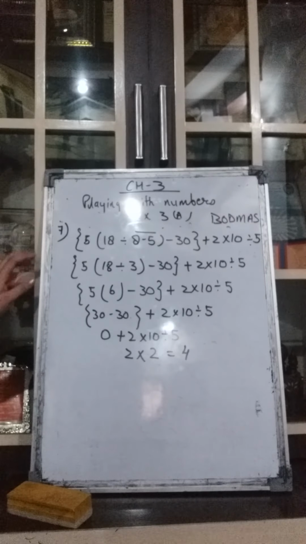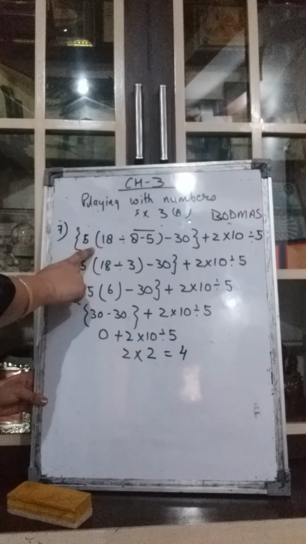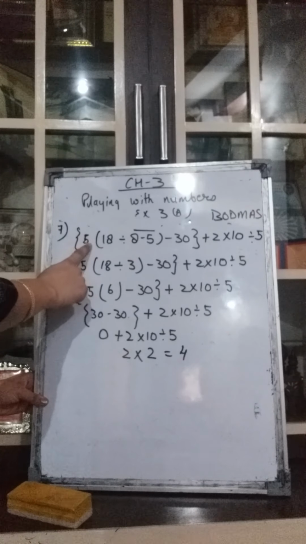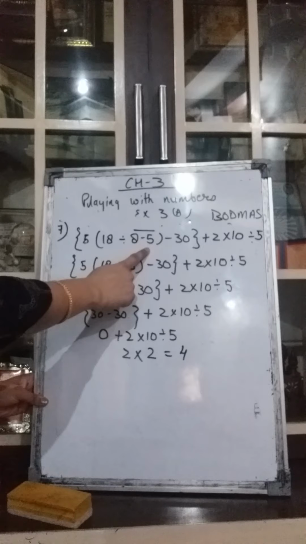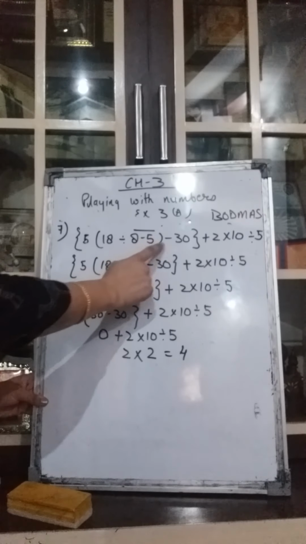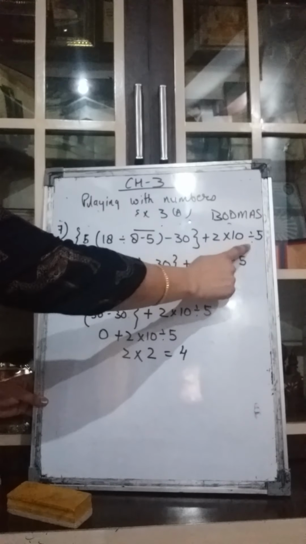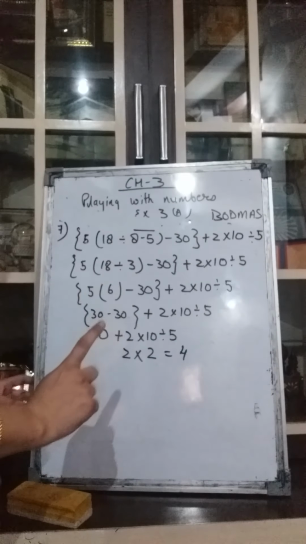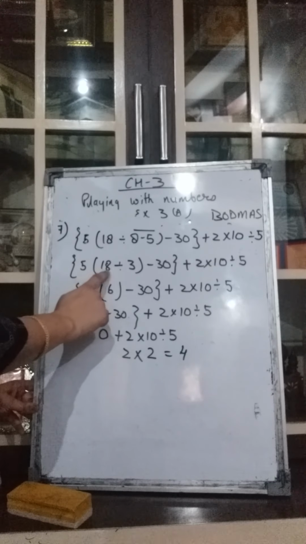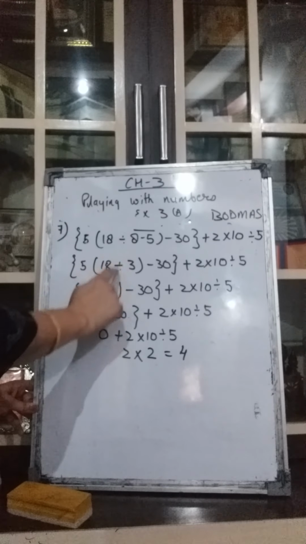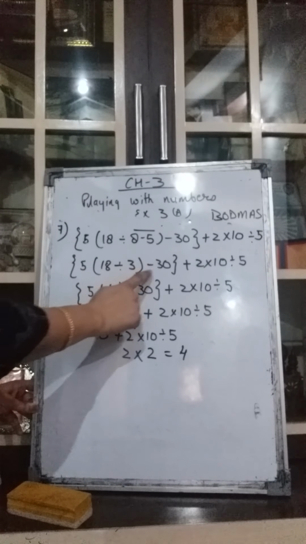Now girls, we come to the 7th question. 7th question says 5 into, no sign means into. Okay. 18 divided by 8 minus 5. There is a bar on this. Minus 30 plus 2 into 10 divided by 5. Okay, so first we have to solve the bar, you know that. So it will be 5 into 18 divided by 3. 8 minus 5 gives you 3. Right? The rest as it is.